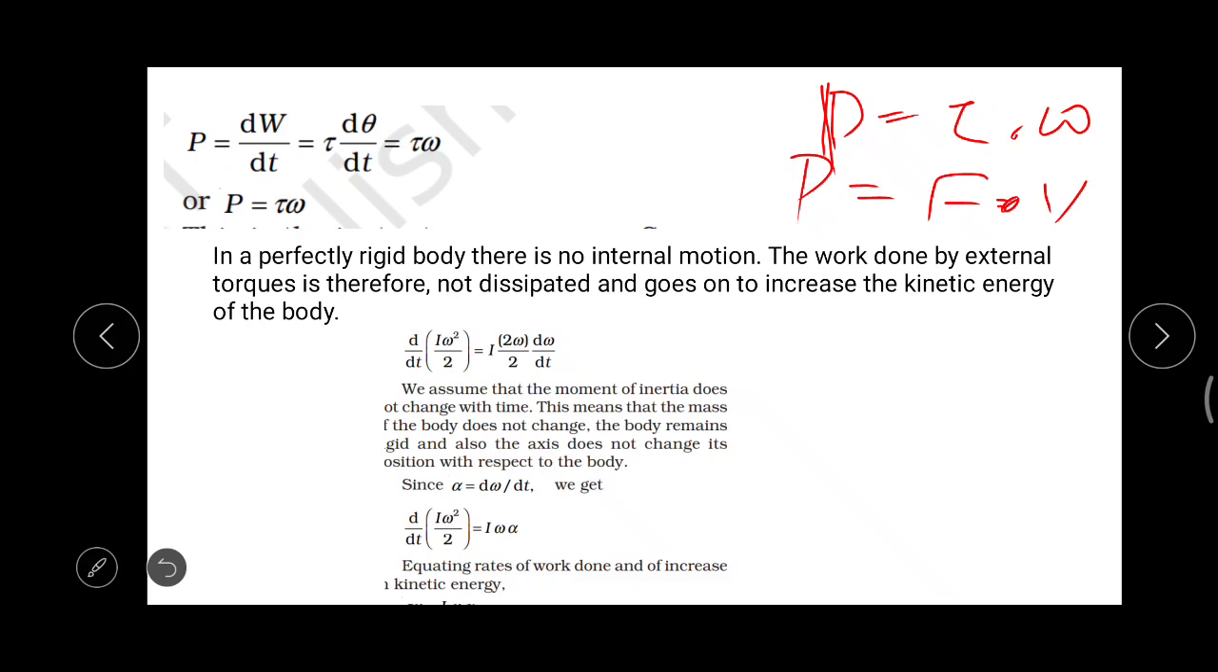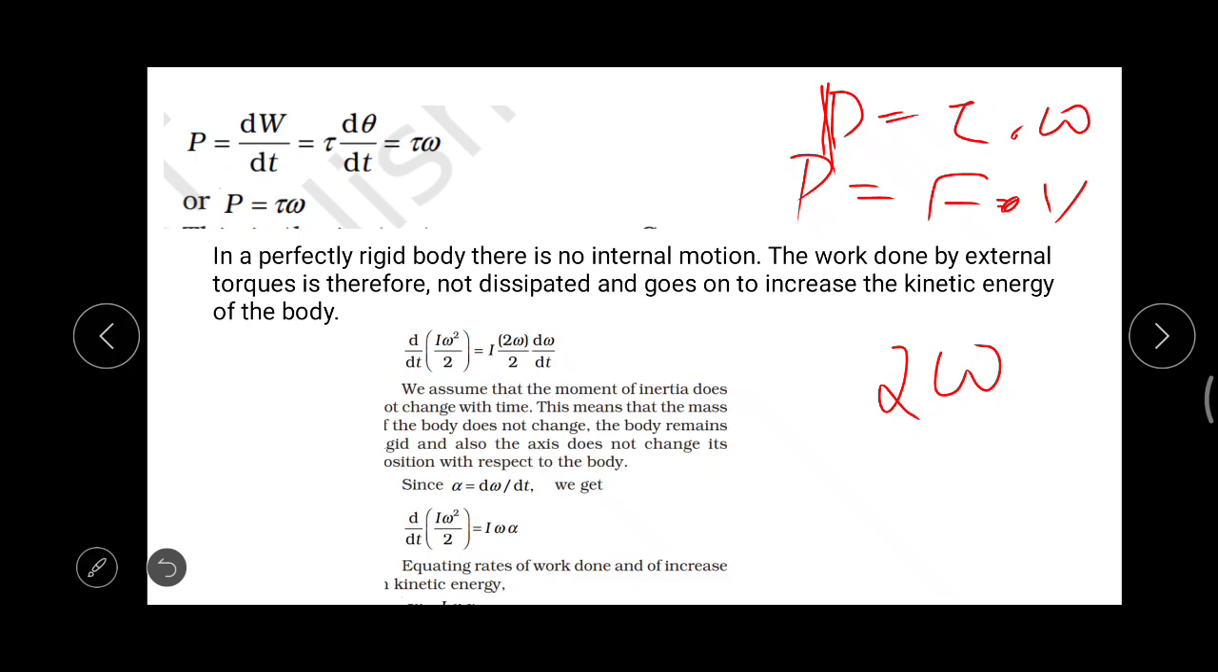Here the omega I is a constant term, so I will be taken outside. Omega is actually a term which depends upon time. As the time changes, omega will change. So we need d by dt of omega square. I by 2 will be taken outside, and d by dt of omega square is actually 2 omega.